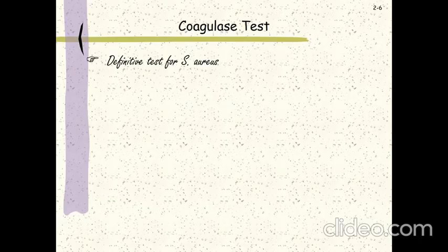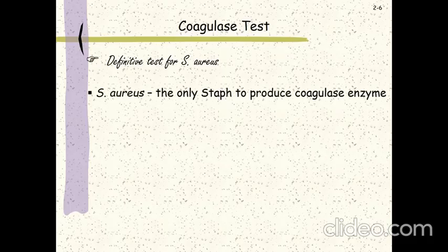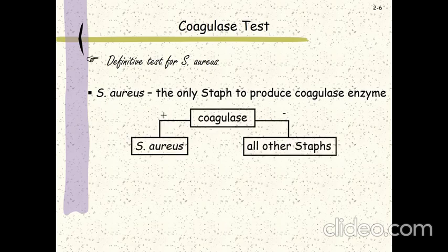The coagulase test is the definitive test for Staphylococcus aureus. So this can be used for identification, positive identification on a positive result. And that's because Staphylococcus aureus is the only staph that will produce the coagulase enzyme. So next step in that flow chart, if we have a positive coagulase test, we can call it out as Staphylococcus aureus. If it's negative, it goes into the coag negative staphs, and so we would have to do further testing on it.